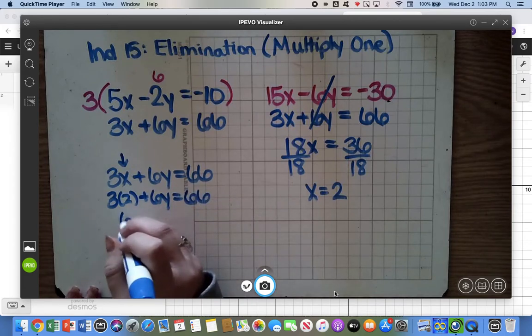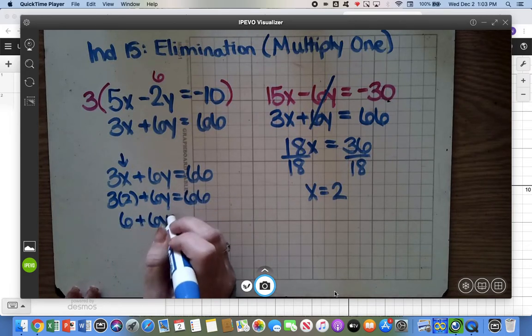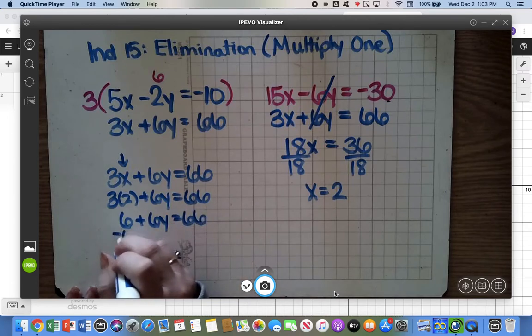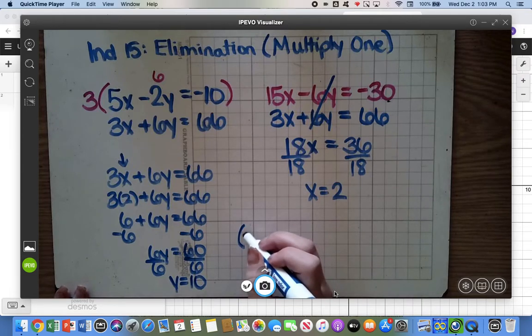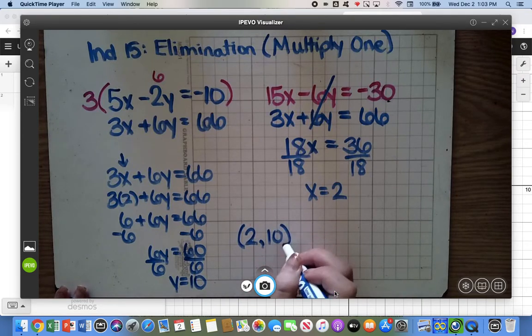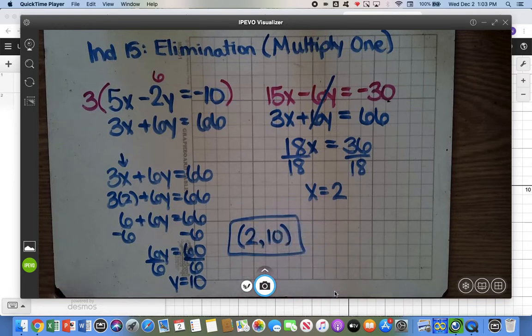So then I get 6 plus 6y equals 66. And 66 minus 6 is 60. And I divide here, and I get y is 10. So my ordered pair of my solution, where they cross, is (2, 10). And you can always check those on Desmos, but you can also check it algebraically. So guys, this is just another way that you can check, not a requirement, but I'm just showing you.